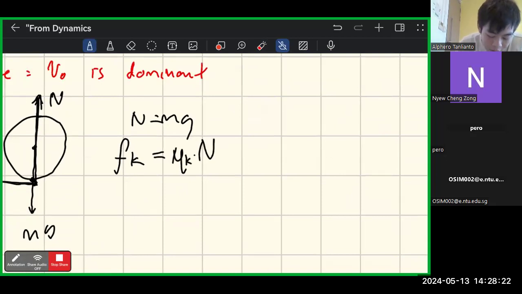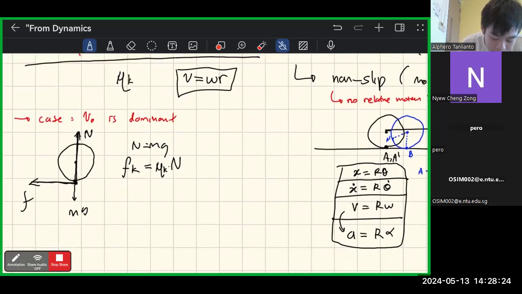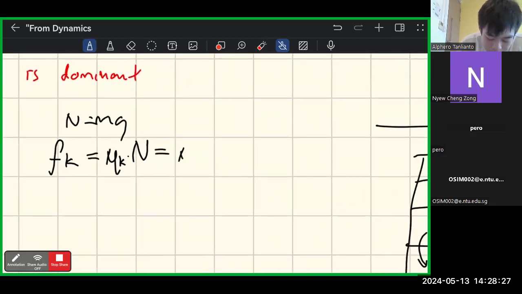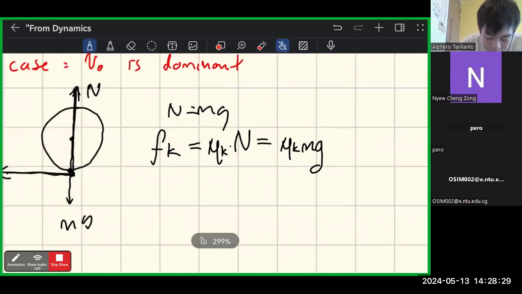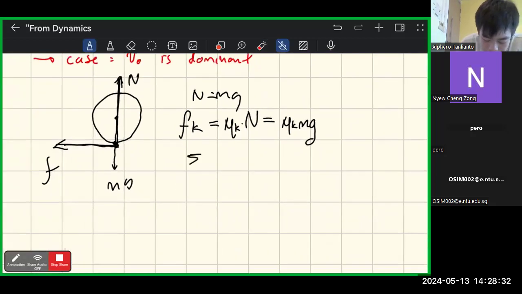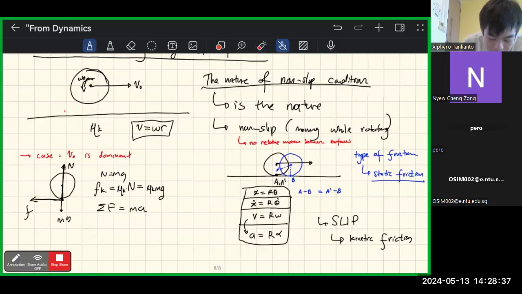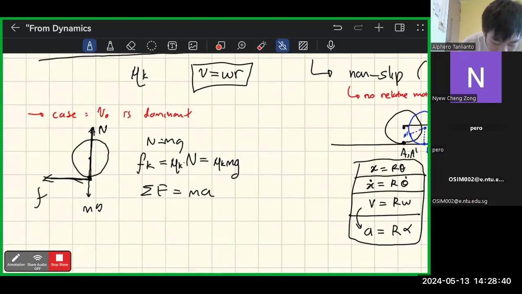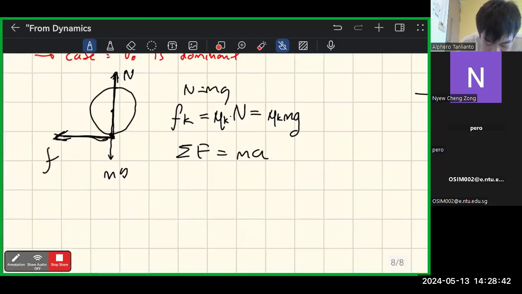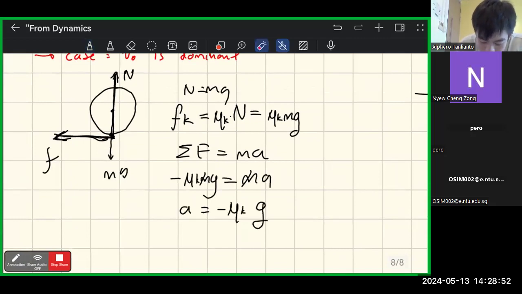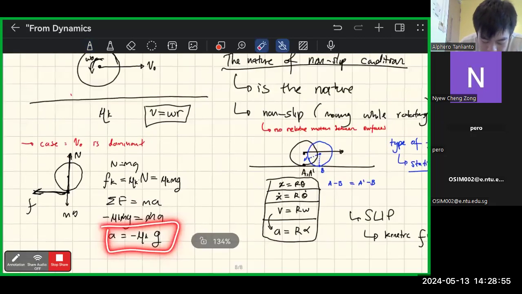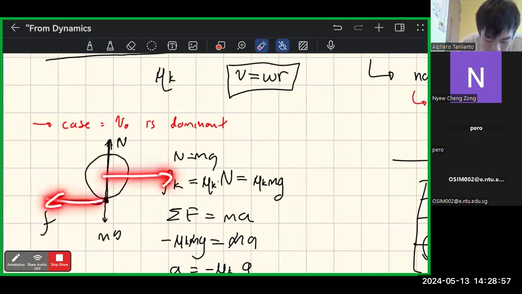It's supposed to be mu k. Let's say the information here is mu k. So mu k times mg, it's mu k mg. This is the Fk. So sigma force equals ma, because the acceleration is going this way. Because the force is going to the left, it's negative mu k mg equals ma. So the acceleration is negative mu k g, where acceleration is negative because it's going to the left and our motion is to the right.